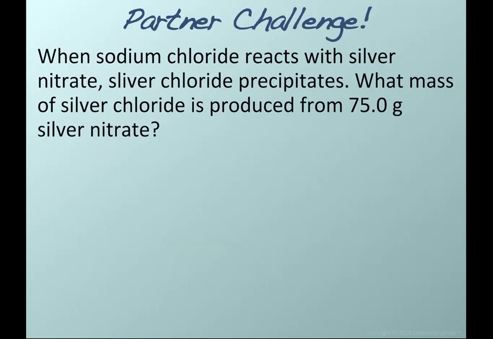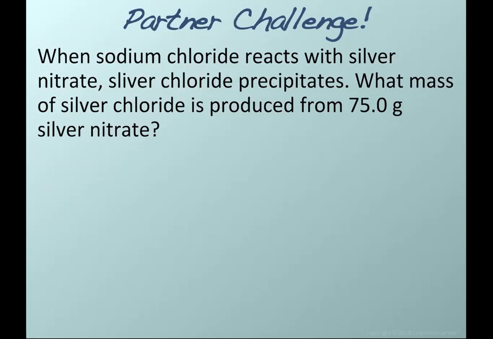What mass of sodium chloride is produced from 75.0 grams of silver nitrate? All right, we have to first write this equation. Sodium chloride is NaCl. That's salt. And it's reacting with silver nitrate. So you need to make silver nitrate, AgNO3. You're going to find that on your polyatomic ion chart. And the silver chloride precipitates.